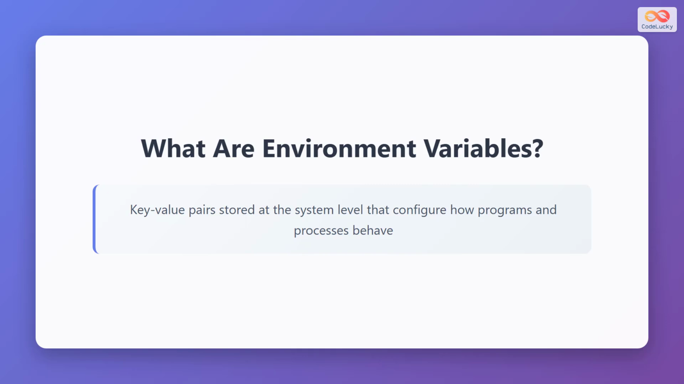So, what exactly are environment variables? Think of them as key-value pairs that are stored at the system level. Each variable has a name, like USERNAME or PATH, and a corresponding value. These variables configure how programs and processes behave on your computer. For example, the PATH variable tells Windows where to look for executable files, while the TEMP variable specifies where temporary files should be stored. Applications and scripts read these variables to understand their operating environment.